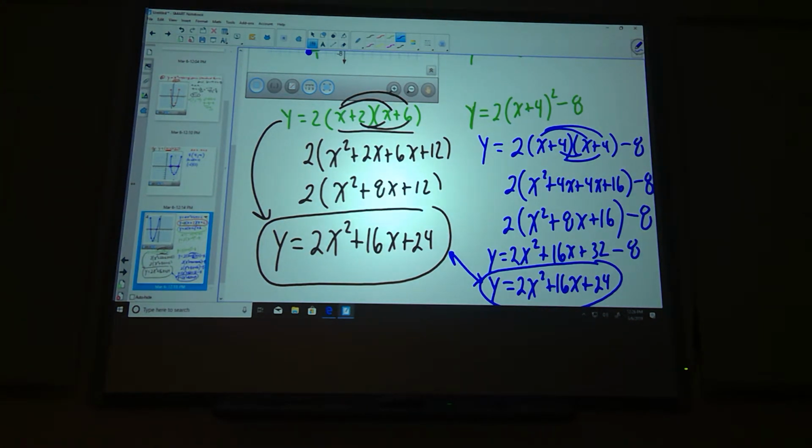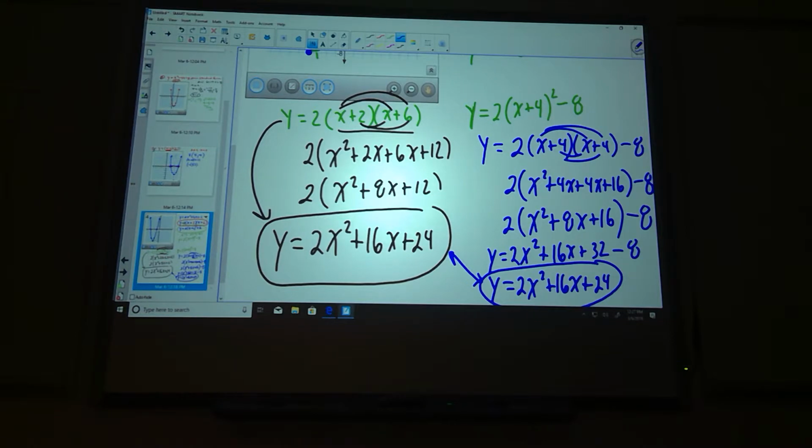My factored form of that is y equals 2 parentheses x plus 2 close parenthesis, open parenthesis x plus 6 close parenthesis. Or I could have, in vertex form, y equals 2 parenthesis x plus 4 quantity squared minus 8. And they all do indeed yield the same equation.